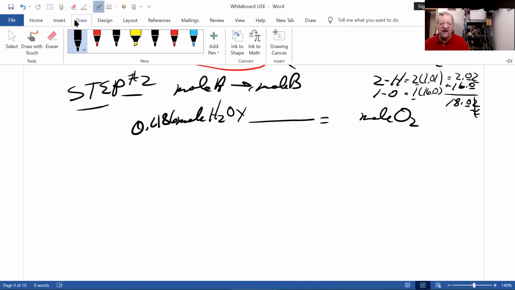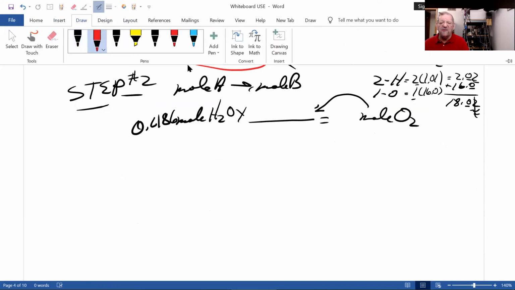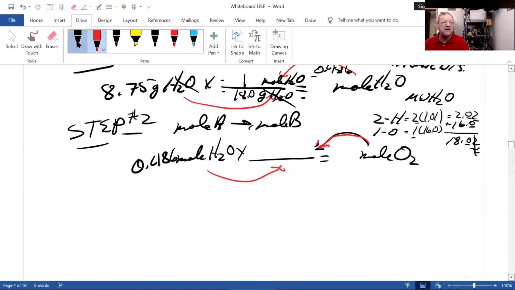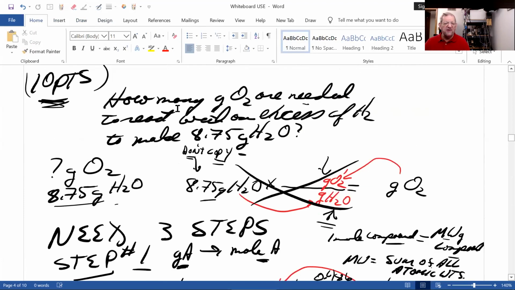I'll use unit analysis. Whatever I'm trying to get to goes on top. Whatever I'm trying to get rid of goes underneath. Moles O2, moles water. Where do I get the molar ratio? From my balanced chemical equation.